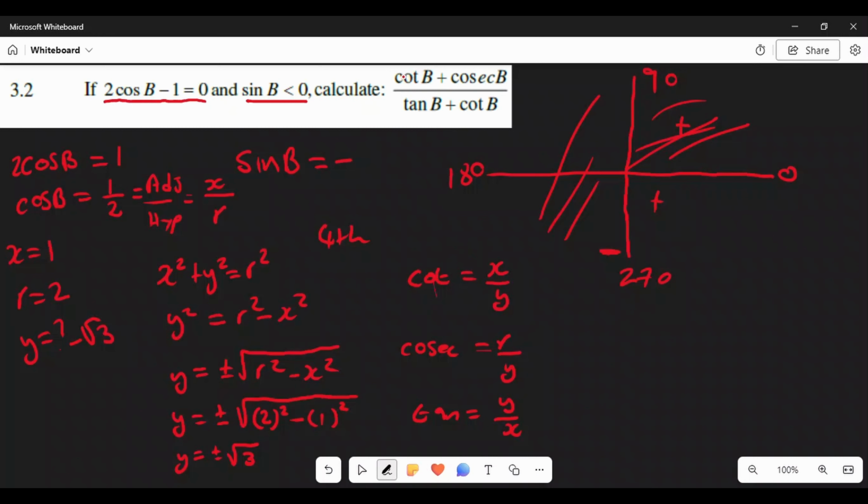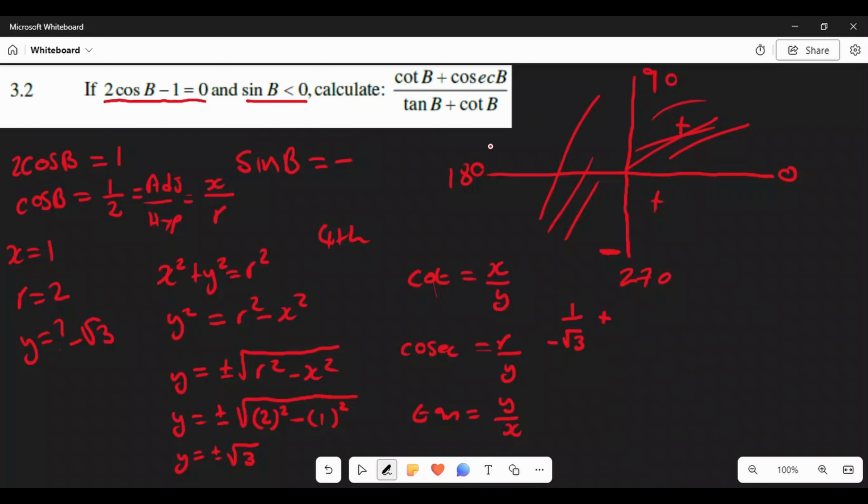You can use this formula here. Remember, cot is x over y. So what is x over y? Remember, x is 1. Don't forget that x is 1 here. So it's going to be 1 over y. So what is our y? Negative root 3, by the way. Negative root 3. And then plus, so we're going to add here.